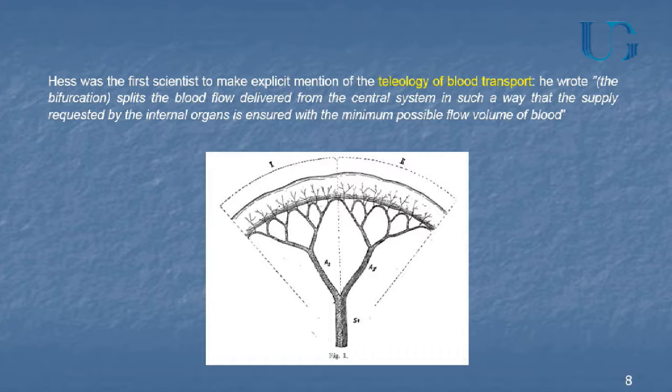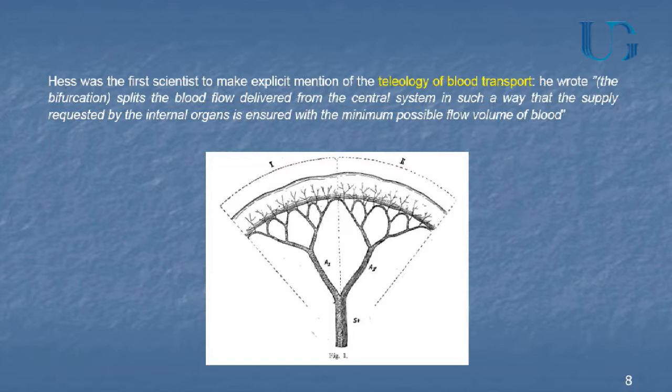Again, he also wrote, the bifurcation splits the flow, but the supply requested by the organs, which are here, is determined by the metabolic rate of the organism. So there is a certain Q, flow rate of blood, that has to be delivered. But the bifurcation does so with the minimum possible flow volume of blood. Okay? This is a sort of a contradiction we will see later, but this is the formulation of his law.